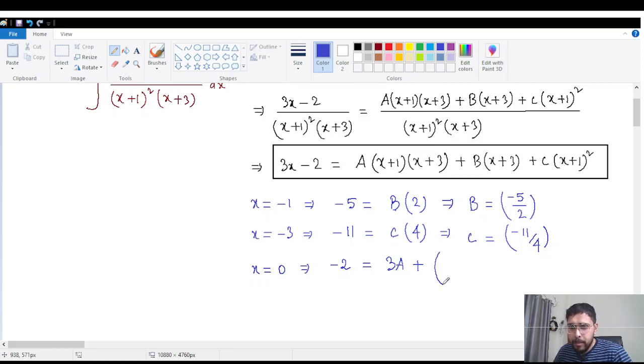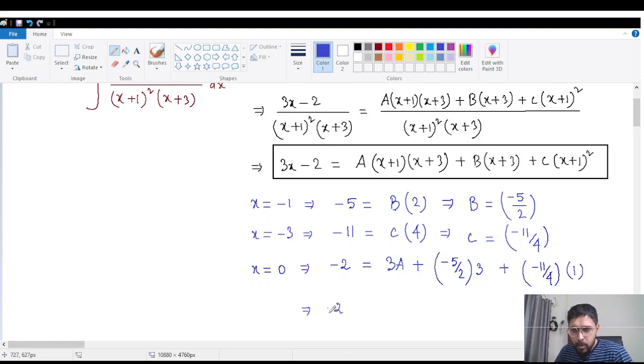B is -5/2 times of 0 plus 3, so it will be just 3, and plus c is -11/4 plus 0 plus 1 whole square, so it will be just 1. So now we have to solve this thing.